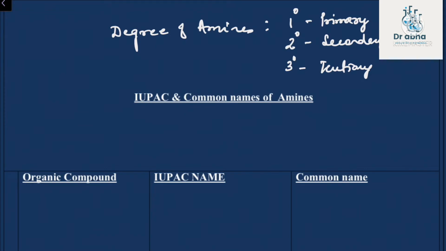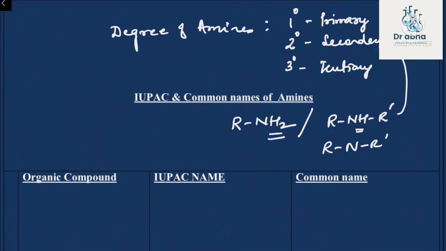Now, suppose we have 1 degree amine. 1 degree amine is RNH2, right? I am writing at the top, RNH2 is 1 degree amine. Now, if the second hydrogen is further replaced by one more alkyl group, that is RNHR', this becomes secondary amine. If the third hydrogen is also replaced by another alkyl group, this will become tertiary amine. R can be alkyl and we can have aryl also, right? So I hope the degree of the amine is very clear.